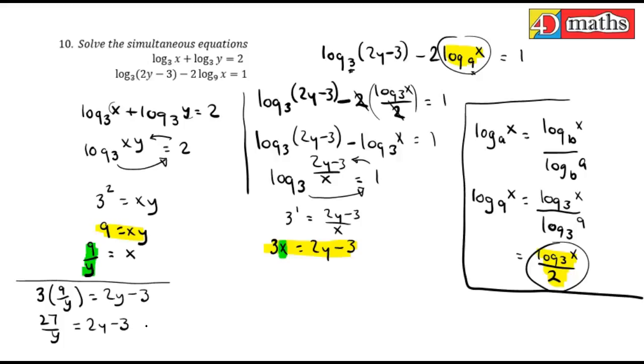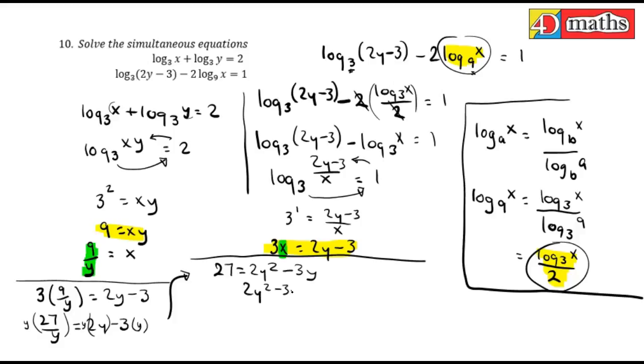Multiply everything by y. I'll get rid of the y on the bottom. So multiply this by y, and this by y. Okay, this is what you'd get. You will get 27 equals 2y squared minus 3y. Rearranged, it's equal to 0. And we're going to do the factors of this to make 3.